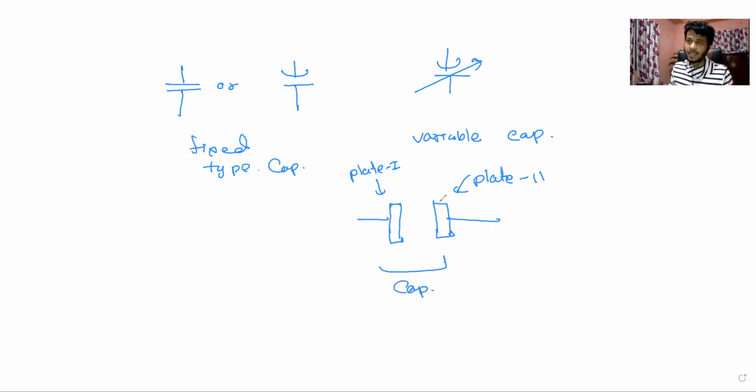This is a parallel plate capacitor, and I hope you have studied this at your intermediate level. If we do not keep any insulating medium between these two parallel plates, what will happen? The charge from this plate will move to plate 2 or vice versa. That means we will not be able to store charge on these two plates, isn't it? That's why a dielectric medium is kept between these two parallel plates.